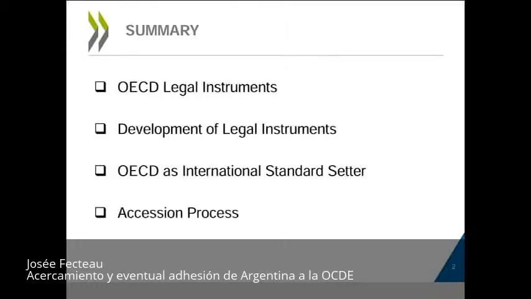So this presentation is about the role of the OECD in standard setting. I'm going to give you a very quick overview of what the OECD legal instruments are, how they are developed within the OECD, and the way in which our standards have become international standards beyond the OECD membership. They are important to our members, but they've become even more global standards. Then I'll give you a very quick overview of the accession process as it has unfolded up until now with the last few accession countries.